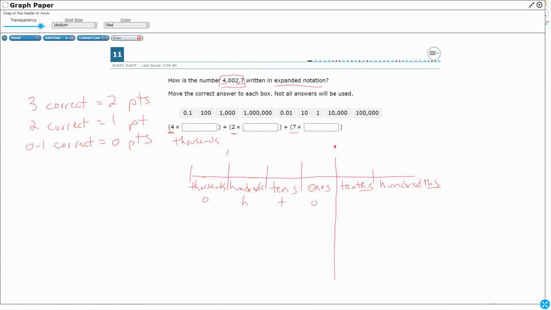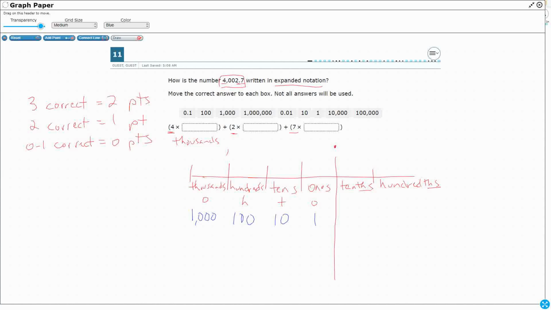What's going to be helpful for this is looking at the value of each digit. So we'll start at the ones place. If you had a 1 in the ones place, it would be worth 1. If you had a 1 in the tens place, it is worth 10. In the hundreds place, it's worth 100. And then in the thousands place, it's worth 1,000. Seems pretty obvious, but this is going to help us when we are looking at our expanded notation. Same thing with the tenth.